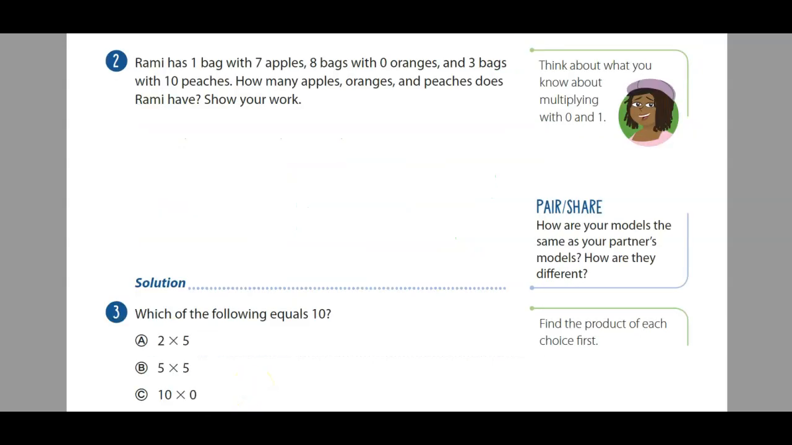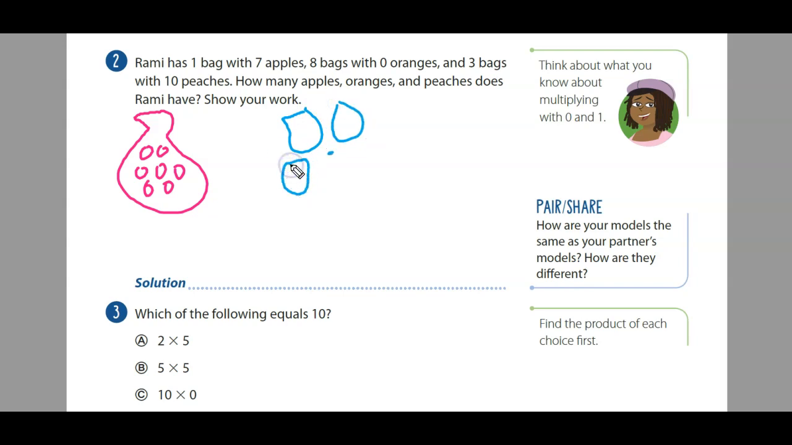Says Randy has 1 bag with 7 apples. Here's his bag, 7 apples. 1, 2, 3, 4, 5, 6, 7. And he has 8 bags but 0 oranges? All right, doesn't make sense, but oh well. One bag, another bag, another bag, and another bag. So that's 8. And how many oranges does he have in there? 0. So do I have to draw anything? No, I don't.